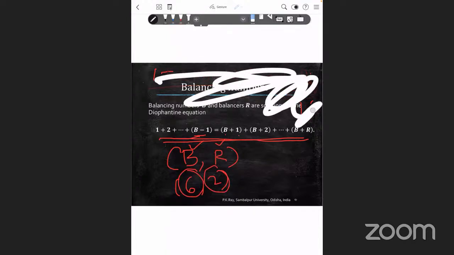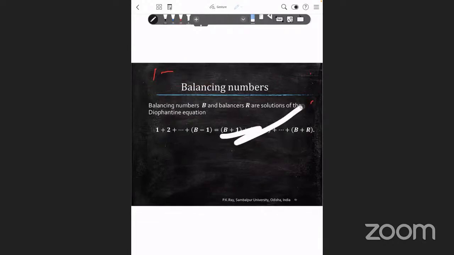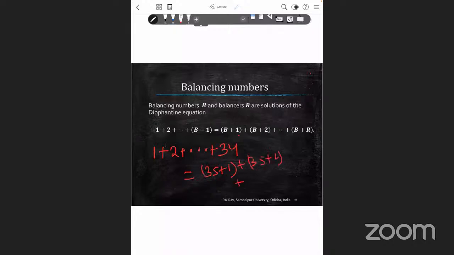Now, like Fibonacci numbers, balancing numbers are not near to each other. They are far away from each other. The second balancing number is 35, friends. That means if we verify 1 plus 2 up to 34, I'm sorry, 35 minus 1 is 34, which is equal to 35 plus 1 plus 35 plus 2 up to 35 plus 14. You can verify this one. I'm writing all these things so you remember. So the next balancing number is 35 with balancer 14. The first balancing number according to the definition is 6 with balancer 2. The next one is 35 with balancer 14. The next one is 204 with balancer 84, and so on. So these are some examples of balancing numbers.